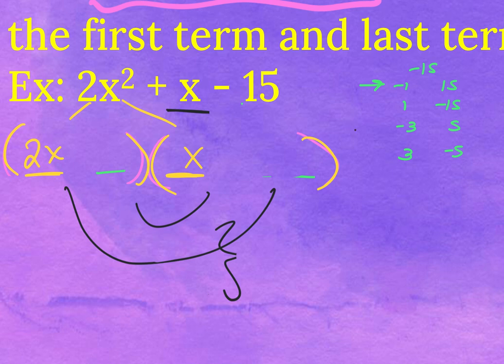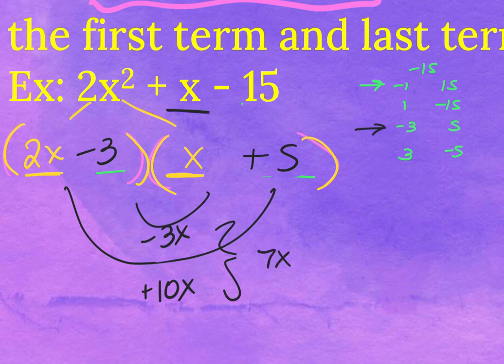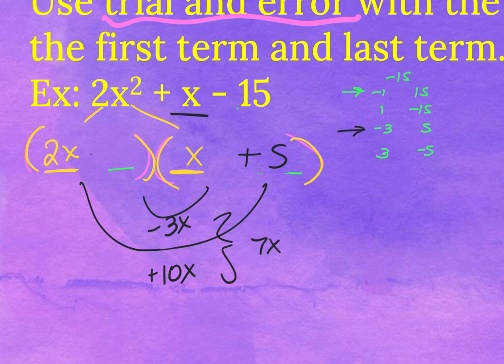Which is negative 3 and positive 5. And the outer 2 gives me positive 10x, and the inner 2 gives me negative 3x. And that gives me a 7x, which is also not the middle term. So then I go to the next one, and it would switch my sign, so positive 3, negative 5. This is going to switch my signs, right? So it's still not correct.